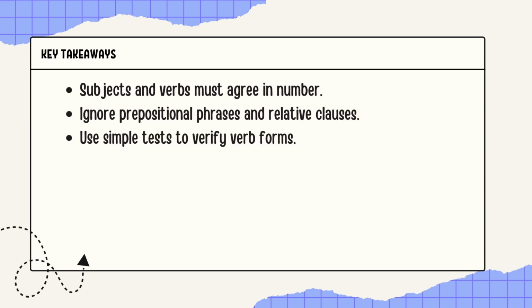Next slide. Some key takeaways from this video is that subject-verb agreement is foundational to clear communication in English. By simplifying sentences and identifying the core subject and verb, you can write with confidence. Please remember these key takeaways.